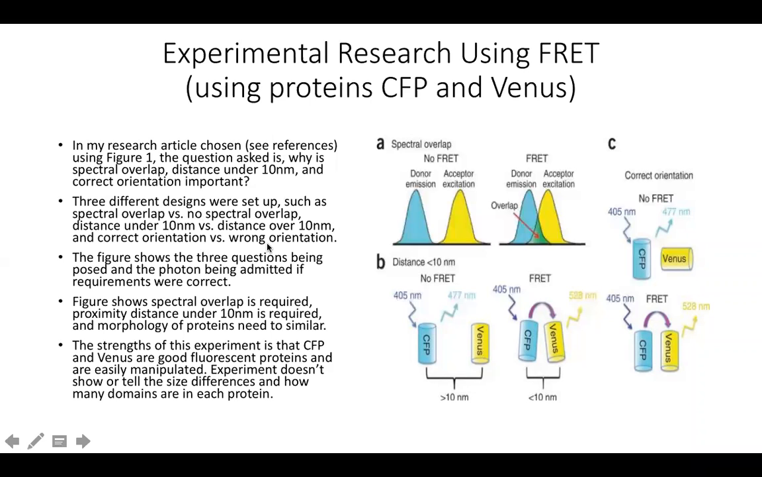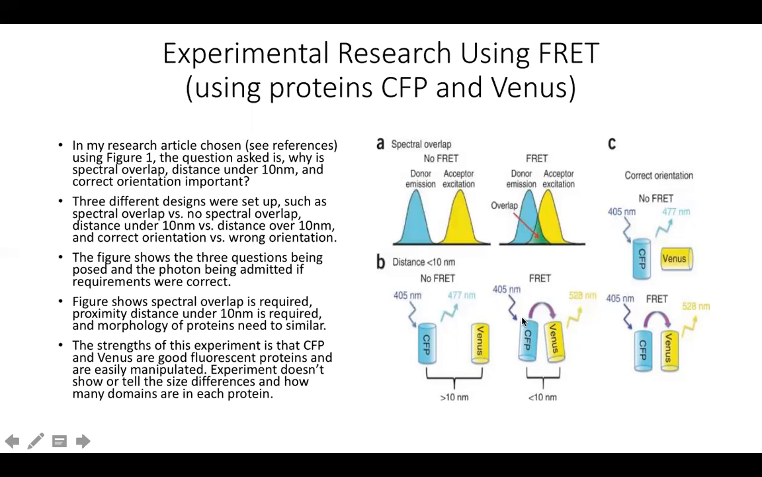Three different designs were set up, such as spectral overlap versus no spectral overlap, as you see on A over there to the right a little bit, this top side. And then over here on B, we have the distance where it's under 10 and over 10, showing that it's not being emitted anymore once it's further than 10. And then C, we have the correct orientation versus the wrong orientation. So this figure is showing that there's three questions being posed and the photon being emitted if requirements were correct.